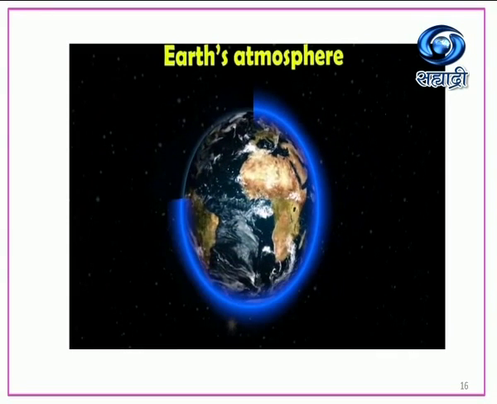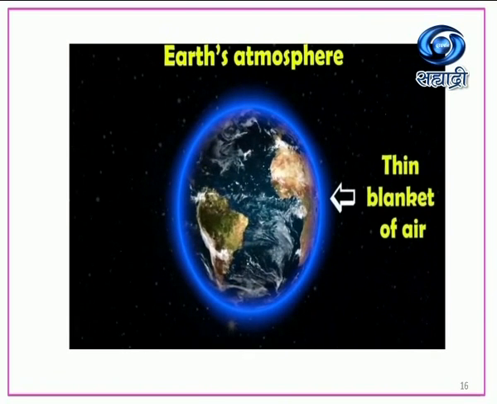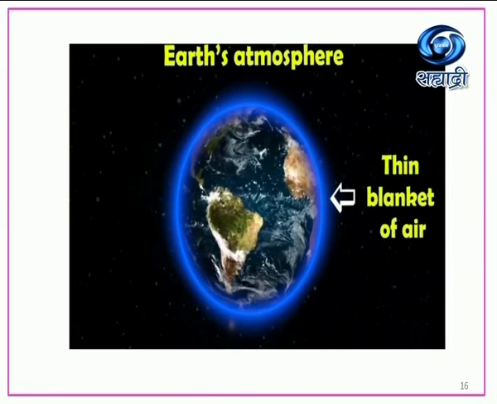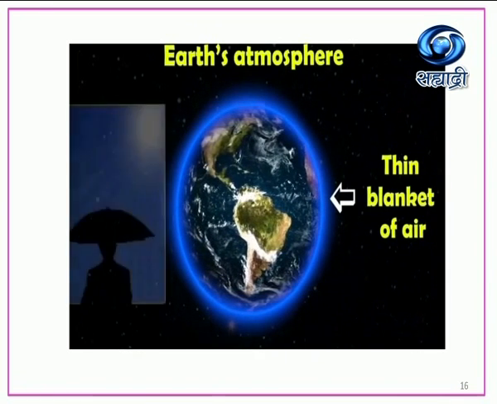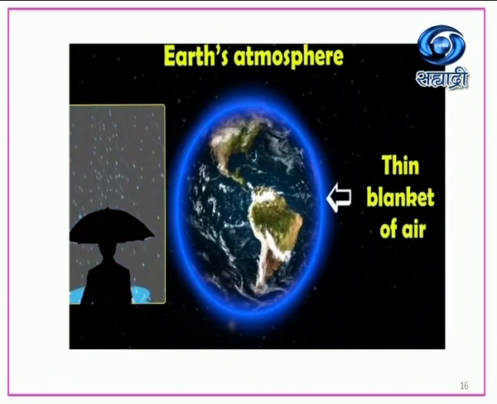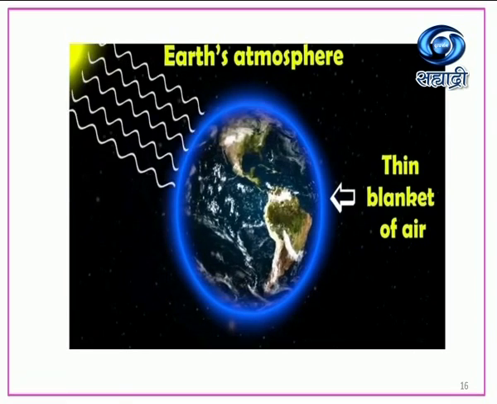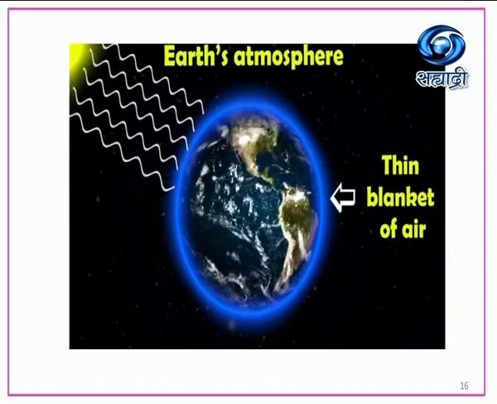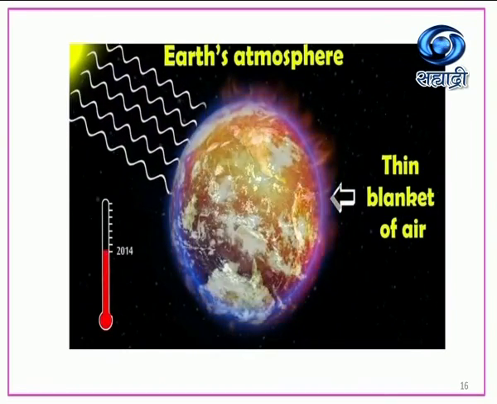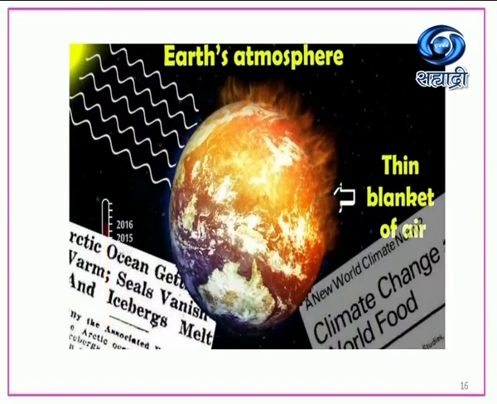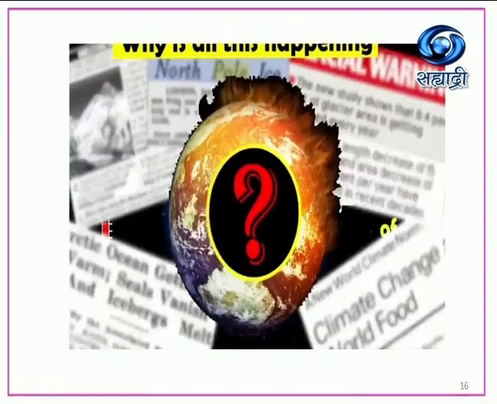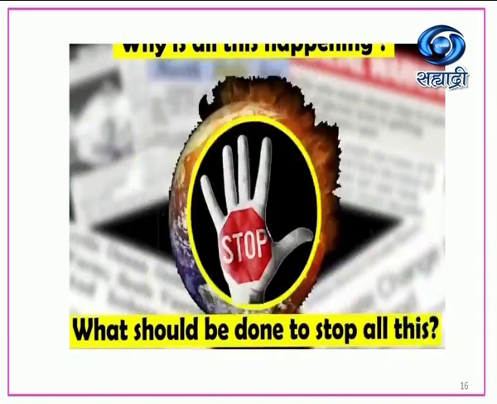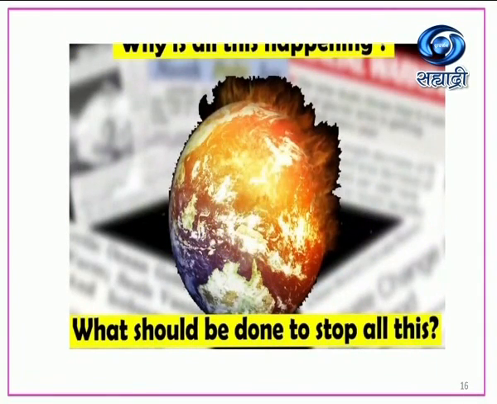It is the Earth's atmosphere, which is a thin blanket of air surrounding the Earth from all sides. This air is a mixture of many different gases. Just like an umbrella which protects us from sun and rain, this thin layer of air protects Earth from the harmful radiations from the sun. But this stable temperature is rising every passing year. Oceans are getting warmer. A significant shift in the climate is seen. Glaciers are melting. Why is all this happening? What should be done to stop all this? We'll find the answer to all these questions through this session.